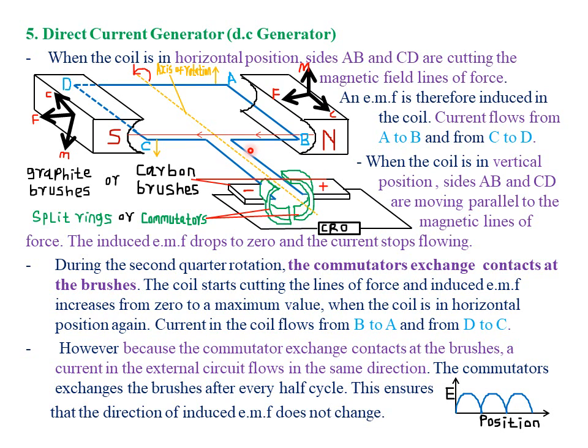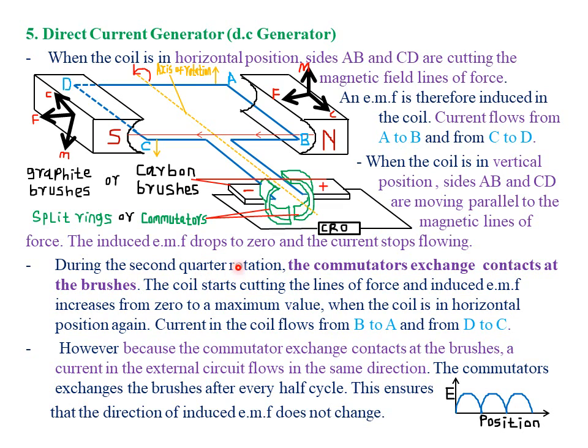That is, they are not cutting the lines of force, and therefore no EMF will be induced. So when the coil is in the vertical position, the sides AB and CD are moving parallel to the magnetic lines of force, and therefore the induced EMF drops to 0 and the current stops flowing. The induced EMF drops to 0 because the conductor is not cutting the magnetic field lines at an angle of 90. If the conductor is not cutting magnetic field lines, no EMF will be induced. That is why the current or the EMF drops to 0.